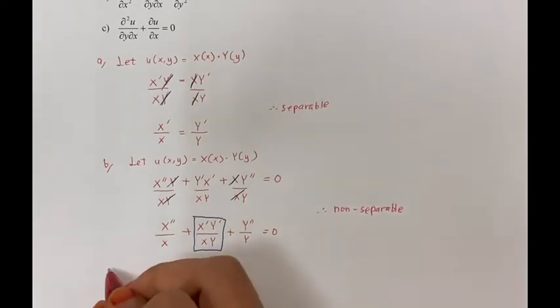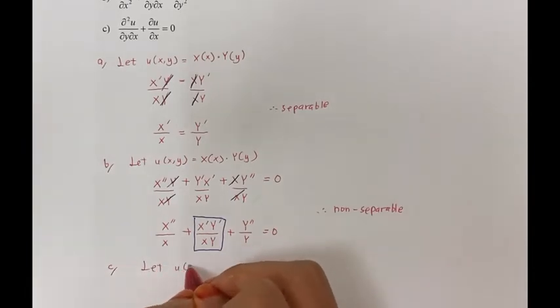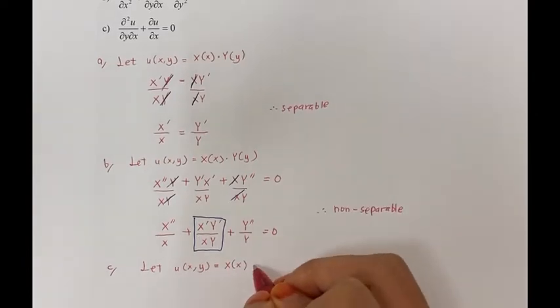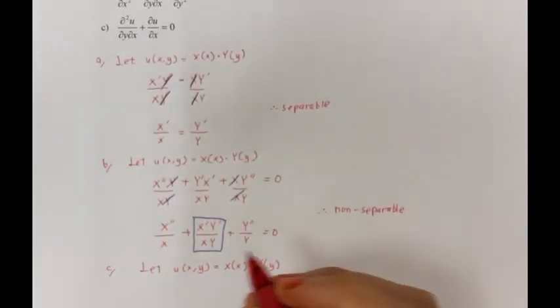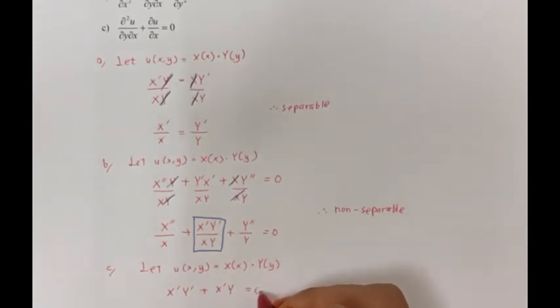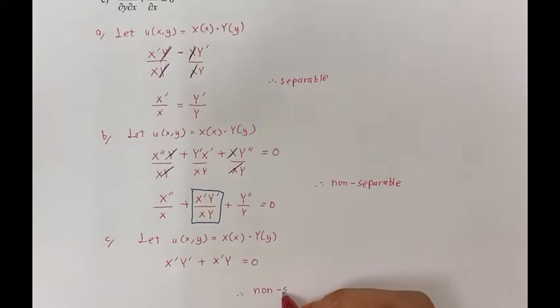You have to let u equal to x dot y, and then substitute x prime y prime plus x prime y equal to 0. Try to do this. The answer for this third example is non-separable. Try to continue from here.